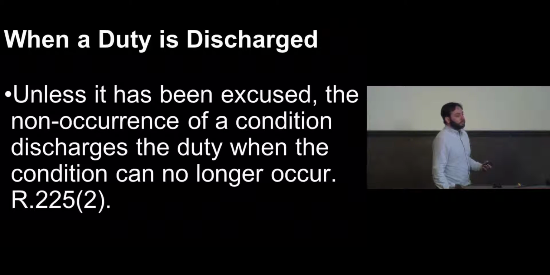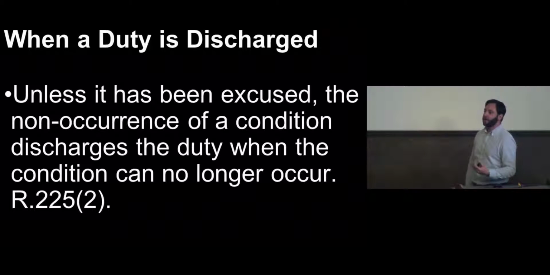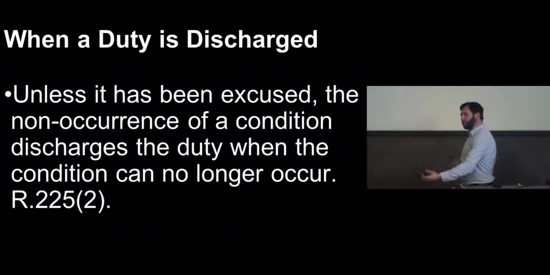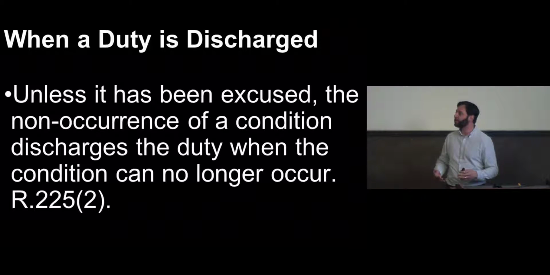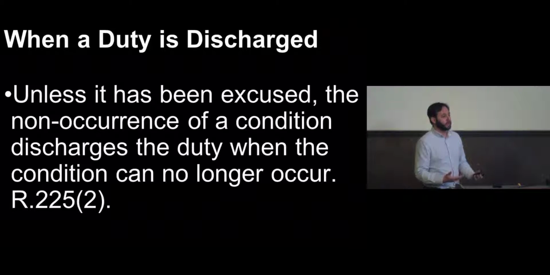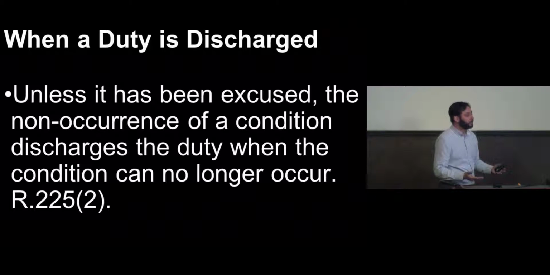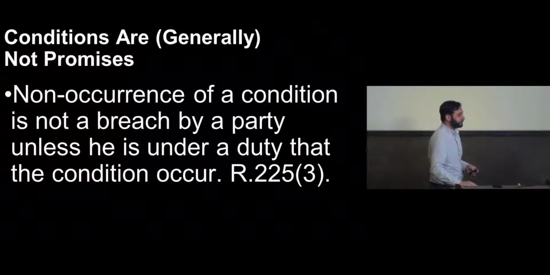Restatement 225.2 goes on to the second effect of a condition. At some point, the condition can never occur. If the condition can never occur, either because a reasonable time has elapsed or because it's no longer possible for that condition to occur, we say that the duty is discharged, which means that performance will never become due. In the first instance, it was a temporary period. We're sort of in a pendency where the duty could become due. However, that duty can be discharged and never due.